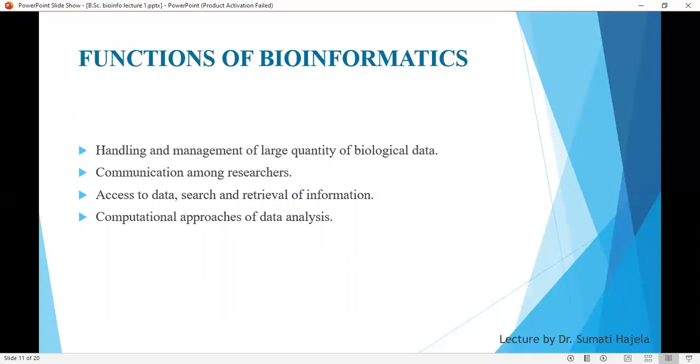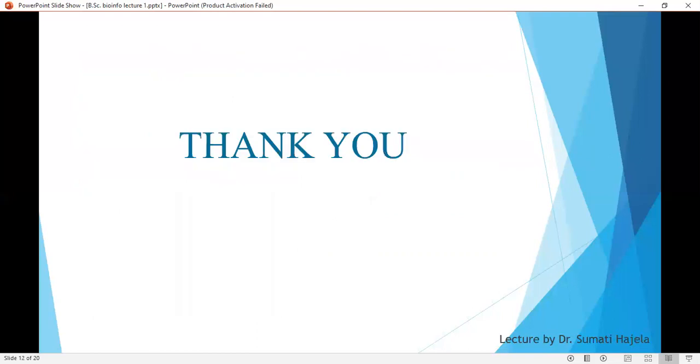Likewise, functions are also the same: handling and management of large quantity of biological data, communication among researchers, access to that data, search and retrieval of the information, and computational approaches of data analysis.